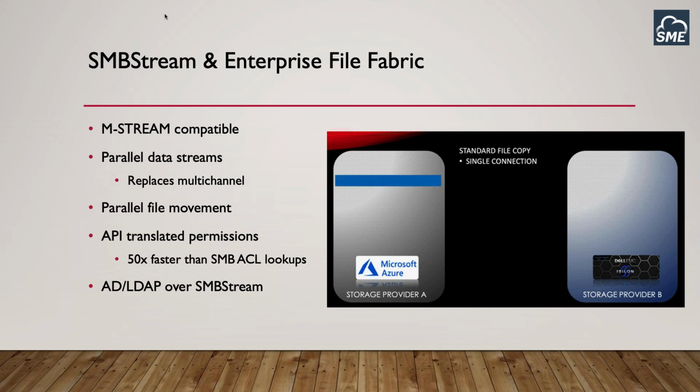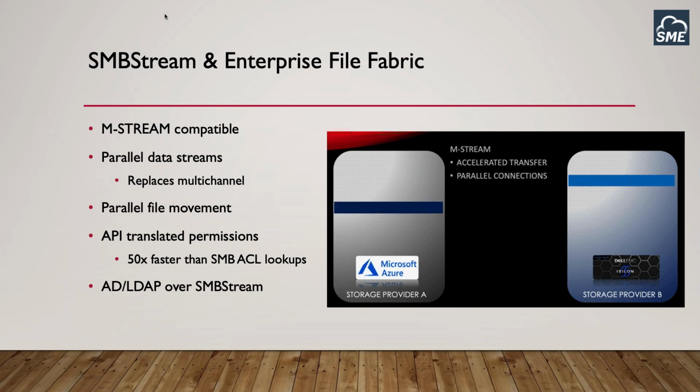And the Enterprise File Fabric has this feature called MStream. We'll be demoing this later as well. And what MStream does, it's a further layer of enhancement. So we're no longer limited by the SMB protocol. We're taking the SMB protocol completely away. And so these two technologies, SMB Stream and MStream, are going to work in parallel. They're going to work together. And so this is going to replace the complexity you have with setting up multi-channel. This is going to give you parallel file movement.